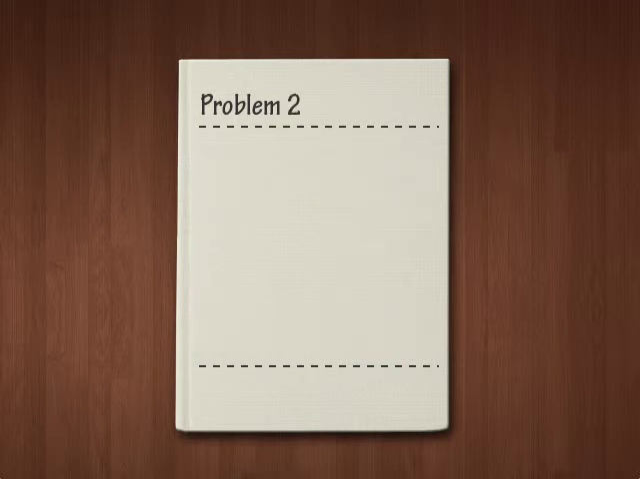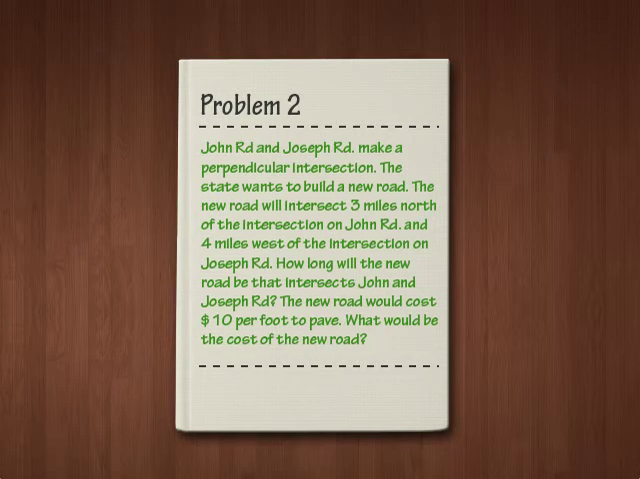Now let's try our problem number 2. John Road and Joseph Road make a perpendicular intersection. The state wants to build a new road. The new road will intersect 3 miles north of the intersection on John Road and 4 miles west of the intersection on Joseph Road. How long will the new road be that intersects John and Joseph Road?